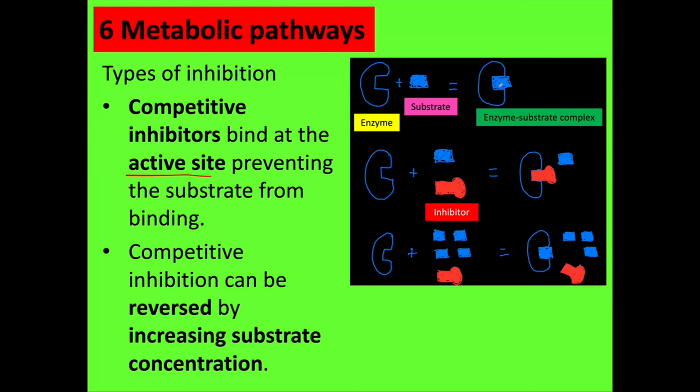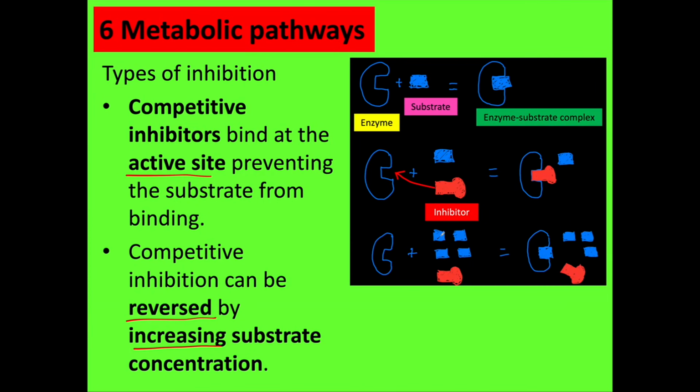Okay, all good. But when this red inhibitor here is present, there is now a 50-50 chance that that inhibitor will reach the active site before the substrate does. In which case, if it does, it will block the active site and prevent the substrate from binding, which means there's going to be no reaction on that enzyme. The way that we overcome this, the way that we get around this competitive inhibition, the way that we reverse it, is by increasing the substrate concentration.